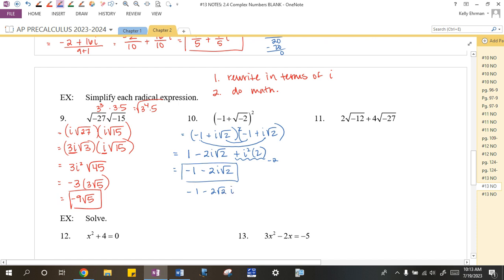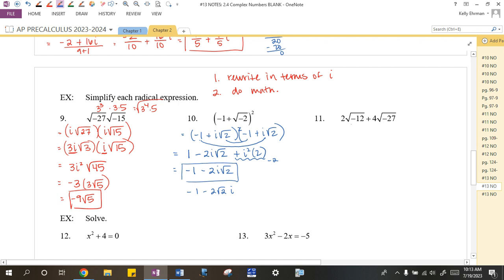Sometimes that looks weird, especially when it's typed up, because I can put a big space like that, but sometimes it looks like the i is underneath the square root. I won't be asking you about the square root of i. So if you ever see that in our bookwork, the i is not underneath the square root.